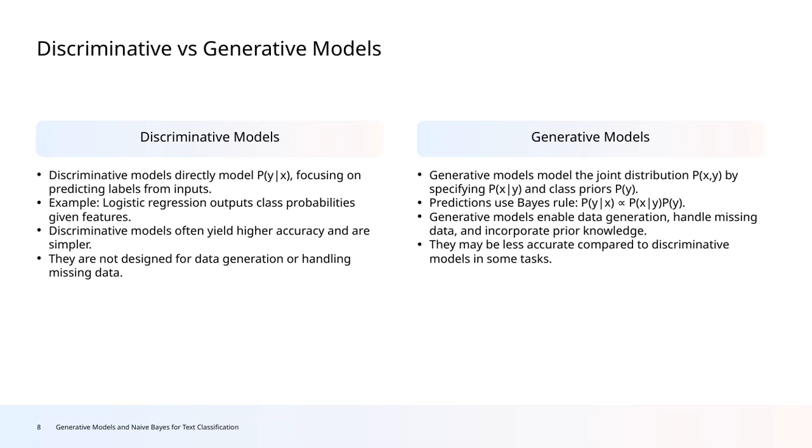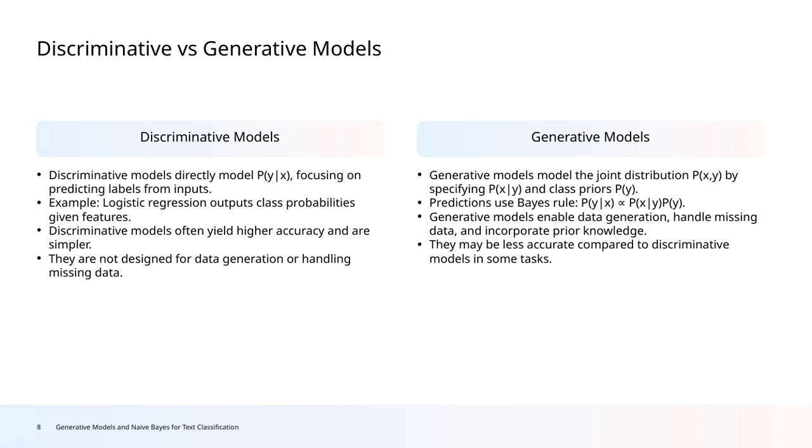Now let's look at the difference between discriminative and generative models. Generative models aim to model the joint distribution p(x, y), which means they specify how the features relate to the labels, p(x|y), and also include the class priors p(y). This allows us to make predictions using Bayes' rule. Essentially, we calculate P(y|x) proportional to P(x|y) times P(y).